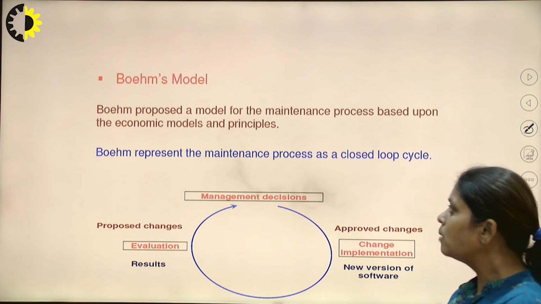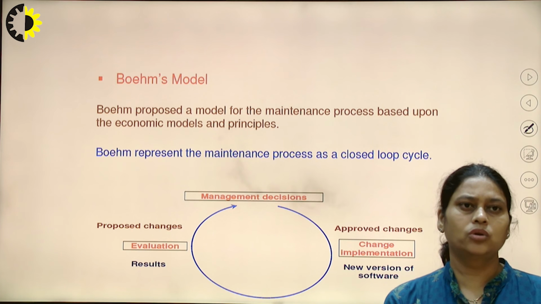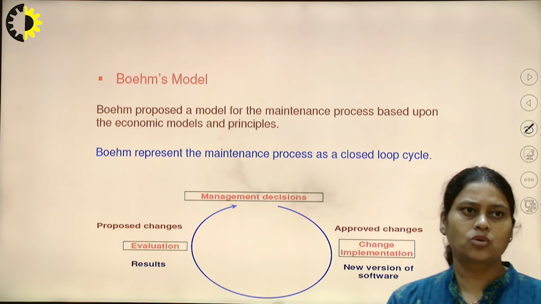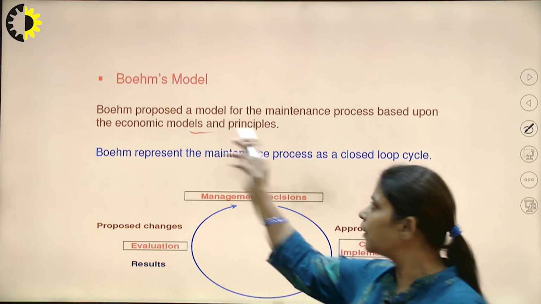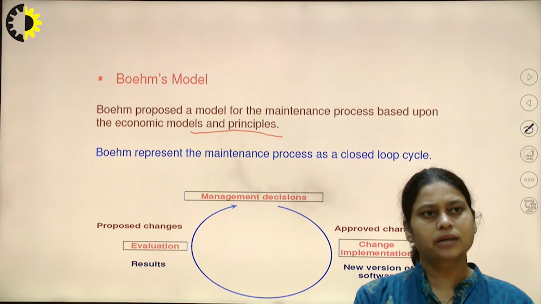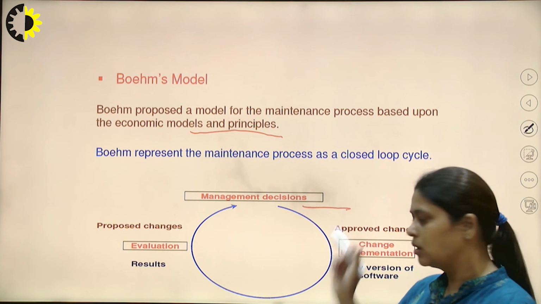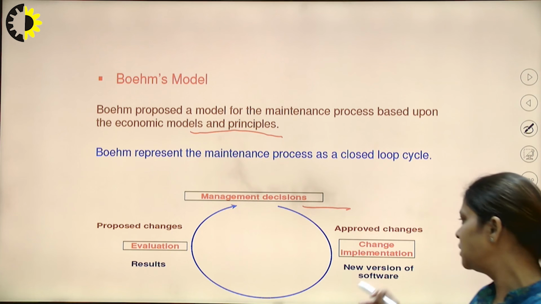This is the BOEHM model of maintenance. The BOEHM model shows the maintenance process that is based on the economic model and principles. So, we can say it also considers the risk factors about the budget. So, these are management decisions.